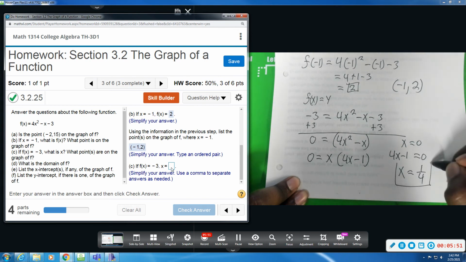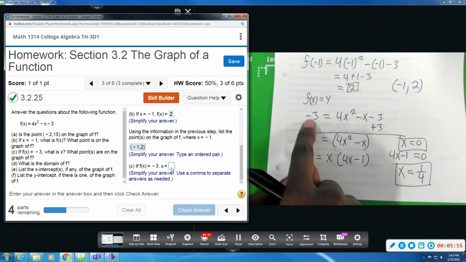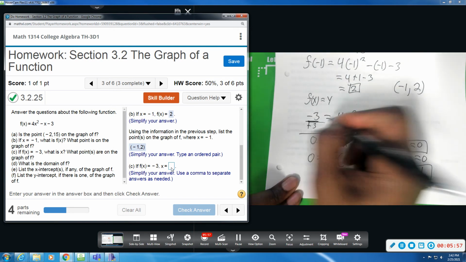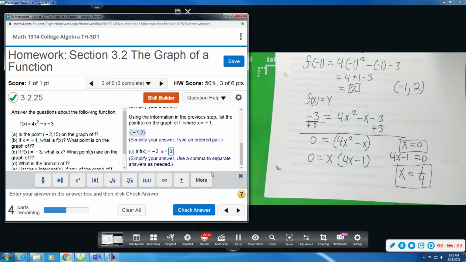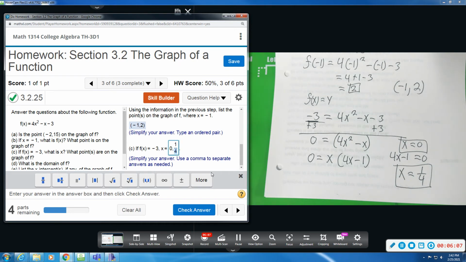So we get 2 x values when we plug a -3 for y. We get 0 and we get 1/4. So here we're going to type those in, separate answer with a comma, 0, 1/4.